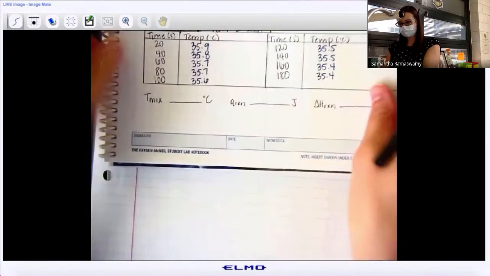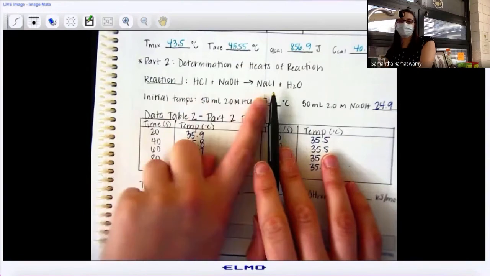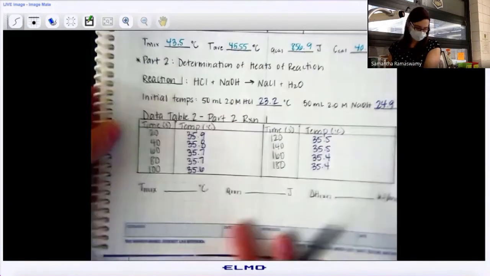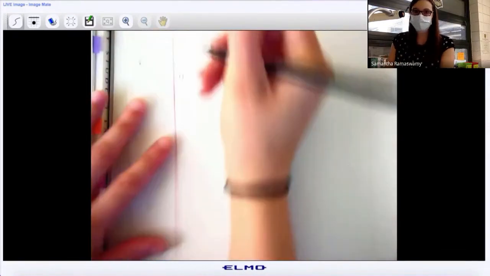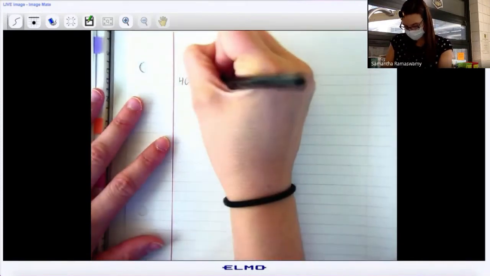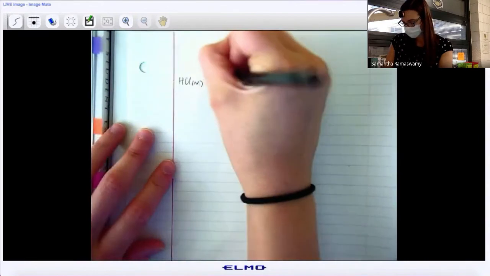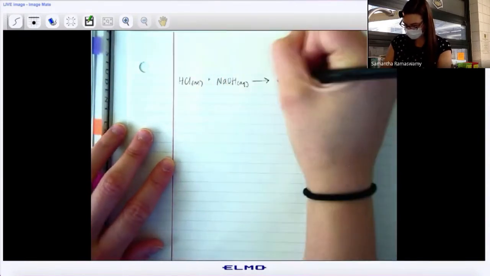So I'm going to start by looking at, scoot this down, reaction 1. HCl plus NaOH yields NaCl plus H2O. Now, I didn't write my states of matter, but that's okay. So we're going to look at the net ionic equation on a different piece of paper, and then we'll transfer them over into our lab notebooks after. That way we try to keep it looking as neat as possible.